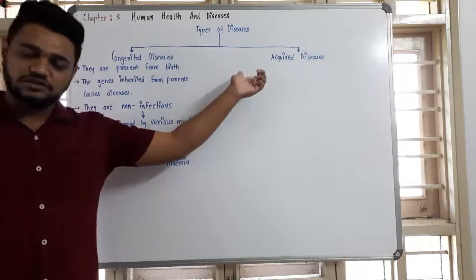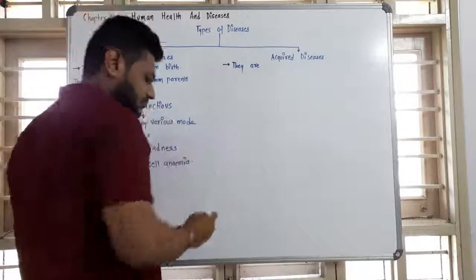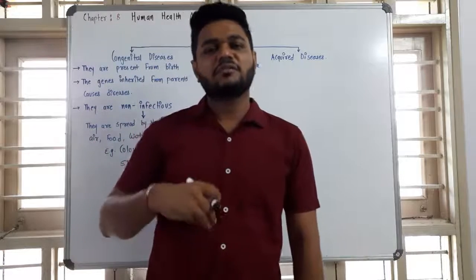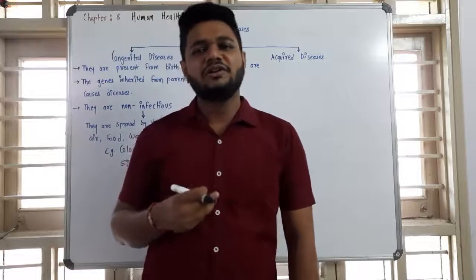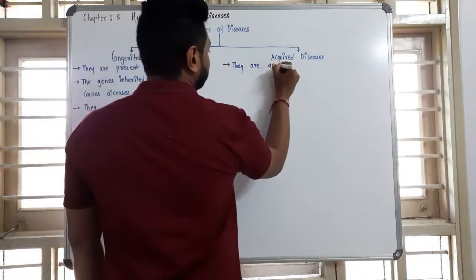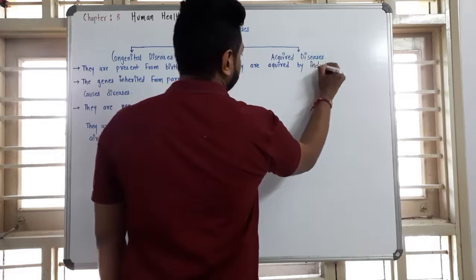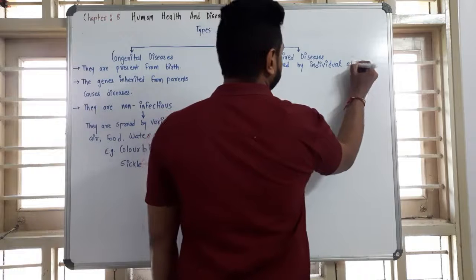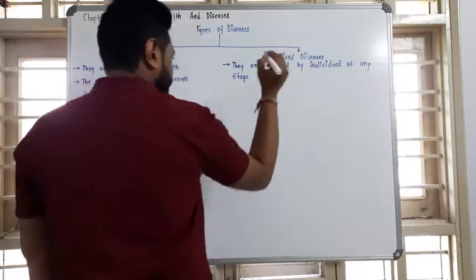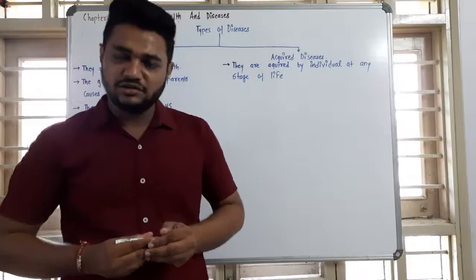Now we are talking about acquired diseases. They are acquired by an individual during any stage of life. कोई भी stage पर वो acquire करता है, either by the mode of pathogen or by other ways, by the lifestyle. Certain diseases are referred to as acquired diseases. So they are acquired by an individual at any stage of life.